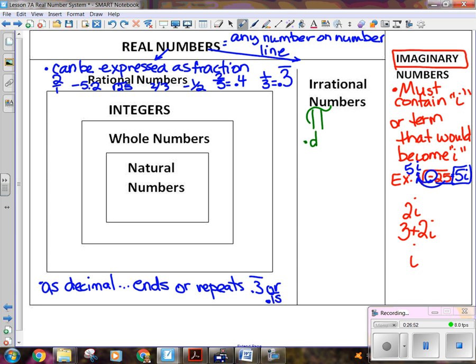These are decimals that do not end, nor do they repeat. So they're kind of like the exact opposite. Remember, you're either rational, you have nice endings, or you repeat the same thing, or you don't repeat anything, and you're irrational, okay?